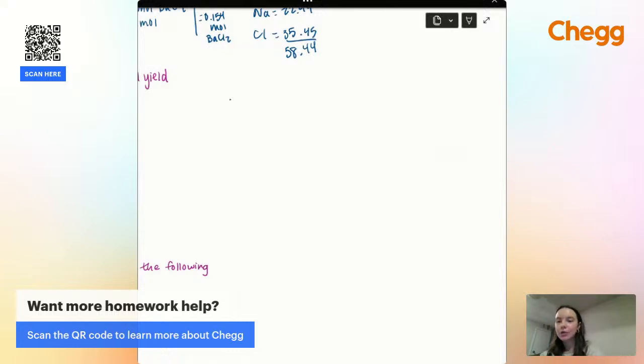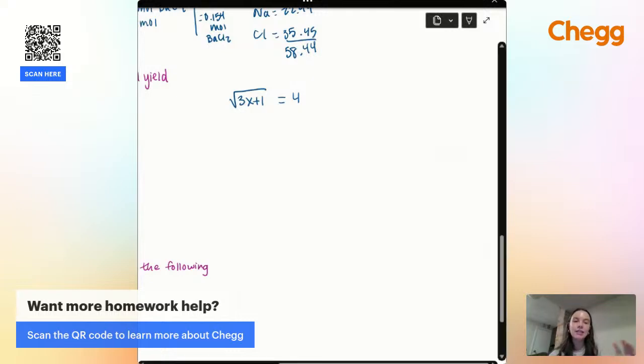So here's a quick example. This is also helpful in one of the future problems we're going to solve tonight. When we do ice tables and rate of reactions, you'll see a lot of radical solving. So it's great to know how to solve radicals for chemistry and any science you encounter. So let's solve the square root of 3x plus 1 equals 4.